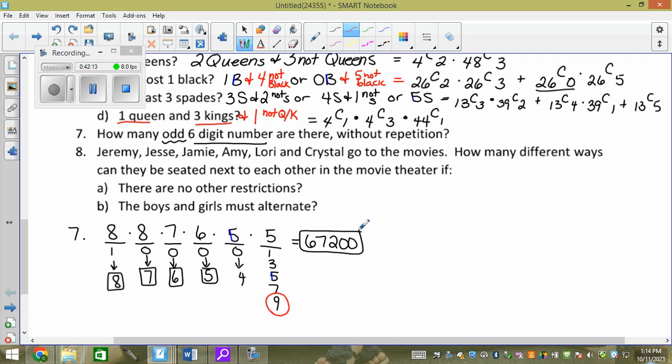Now 8 says, Jeremy, Jesse, Jamie, Amy, Lori, and Crystal go to the movies. Now just so you know, Jeremy, Jesse, and Jamie are boys. Amy, Lori, and Crystal are girls.